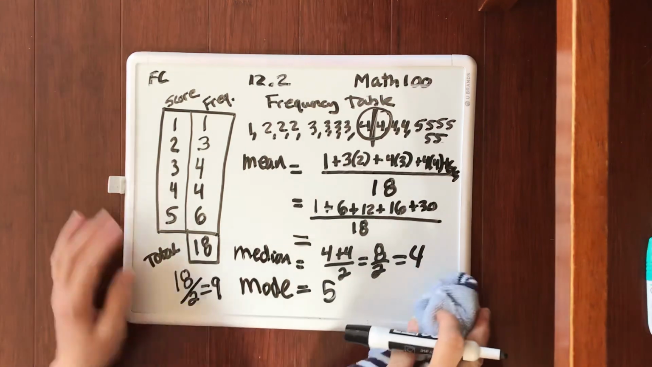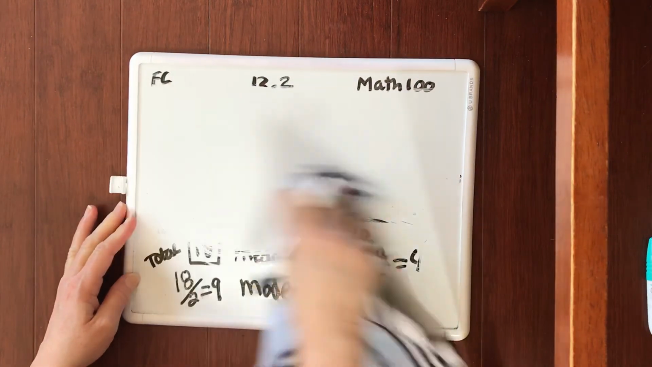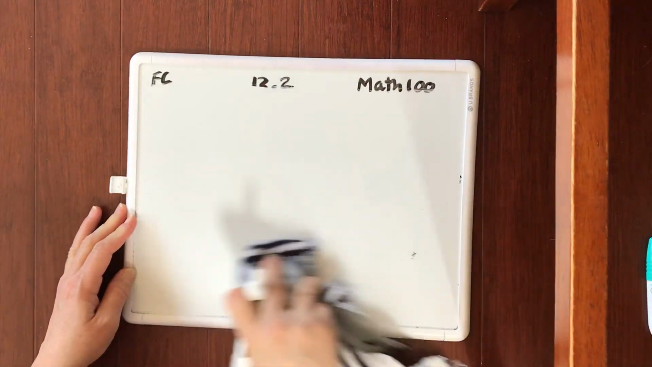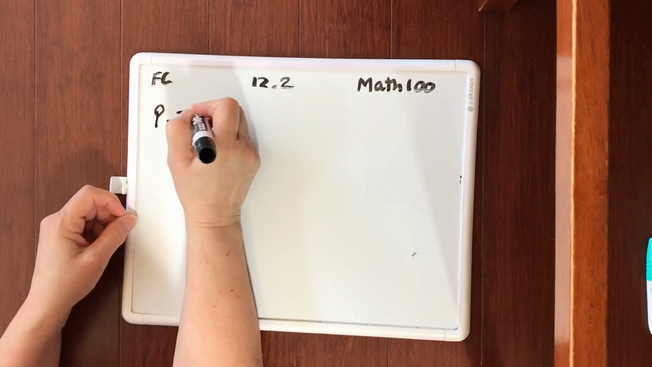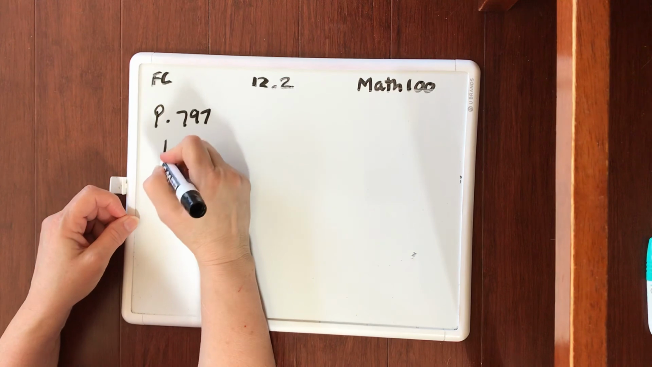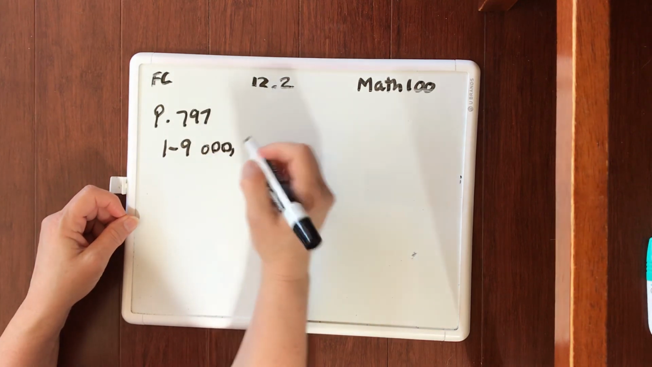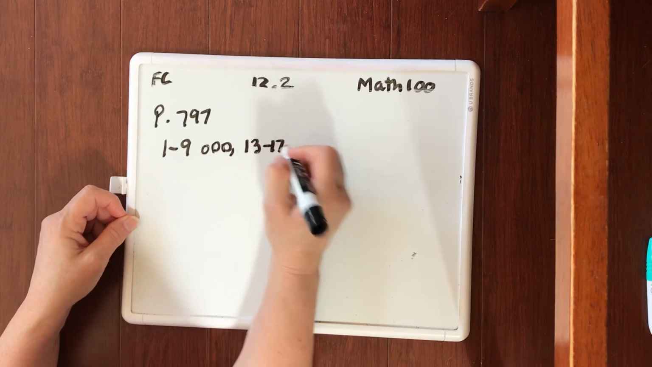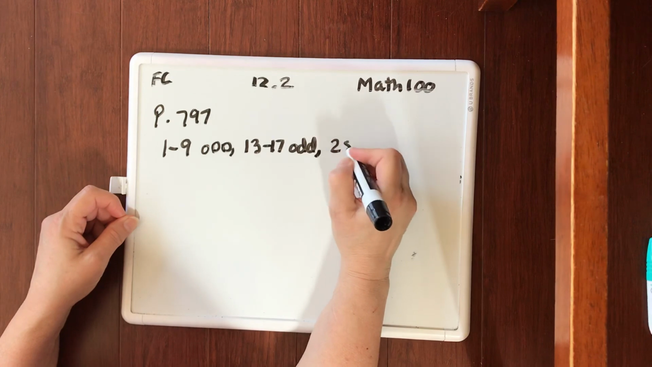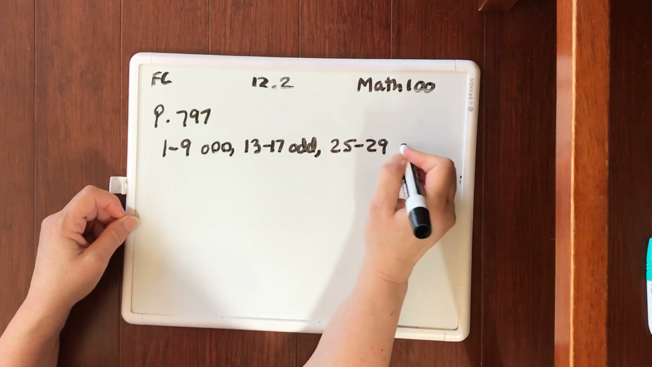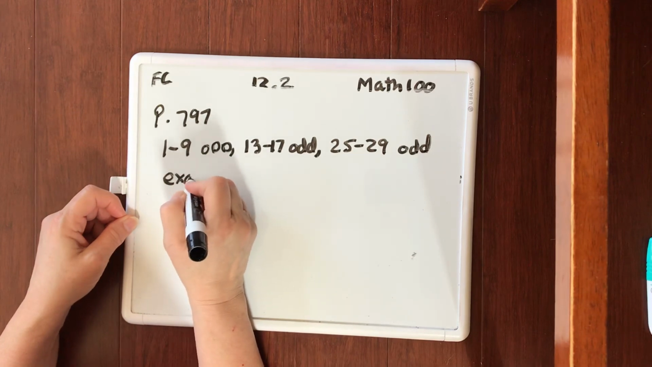Okay, so now here's your homework. And this comes out of your book. Okay, this is on page 797. Do 1 through 9 odd. 13 through 17 odd. Okay. 25 through 29 odd. Then you're going to do example 9.